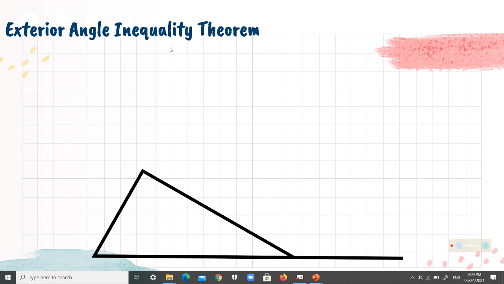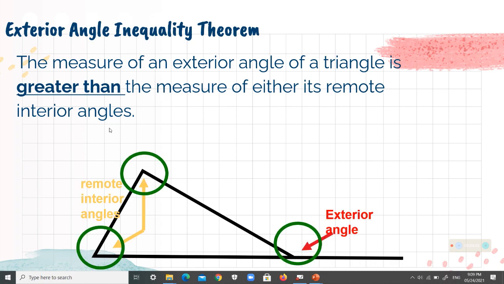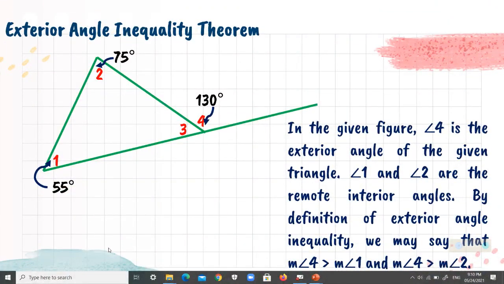Next, let's have the exterior angle inequality theorem. The measure of an exterior angle of a triangle is greater than the measure of either of its remote interior angles. So in our figure, we have the exterior angle and the remote interior angles. So we may say that this exterior angle is greater than this remote interior angle, and again, this exterior angle is greater than this remote interior angle below. Okay? So, let's have this example.